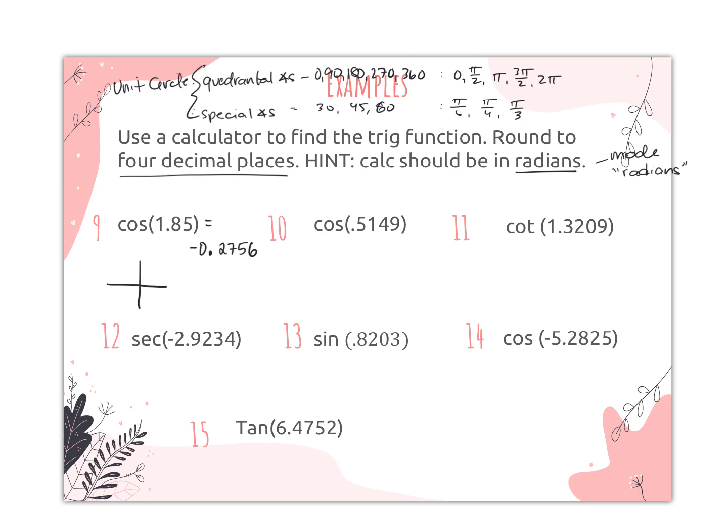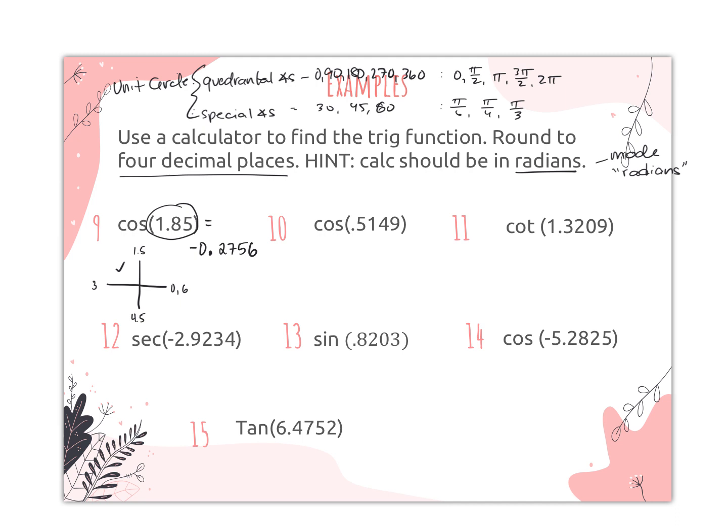But remember that you're starting at 0 radians and ending at about 6 radians. We know that 3 radians is going to be about here. So this is about 4.5 radians, and this is about 1.5 radians. So cosine of 1.85 radians is going to be in this quadrant, and we know that the cosine is negative in that quadrant, so it does make sense.